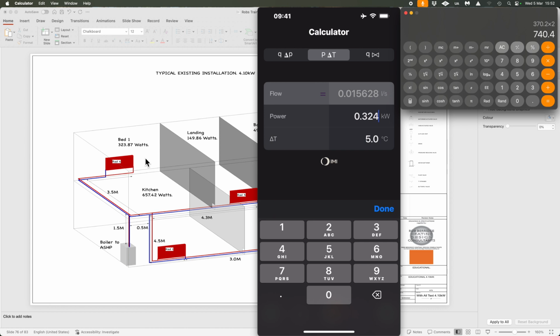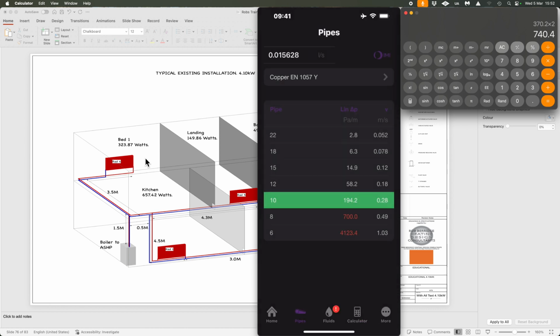So let's have a look at it. So what have we got? If we click done there and we go down to pipes, we've got table Y copper. Well, look at 8mm. Let's just discuss it. Yeah, look at our pascals per metre. Our pressure drop is 700. As you can see right there, but look at our pressure drop across it.